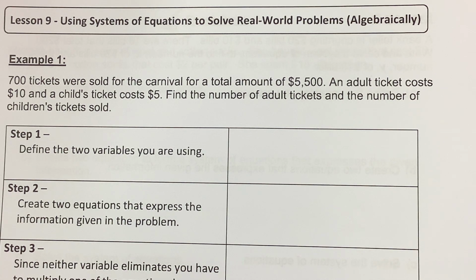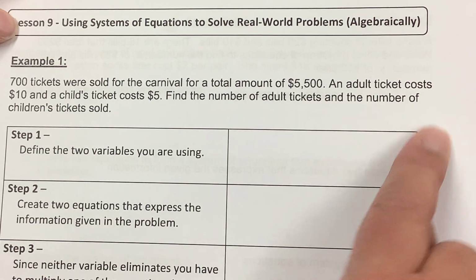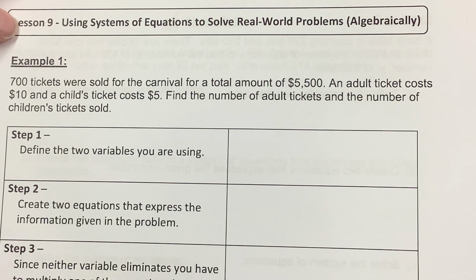All right. Example 1. 700 tickets were sold for the carnival for a total amount of $5,500. Ooh, that's good. An adult ticket cost $10 and a child's ticket cost $5. Find the number of adult tickets and the number of children's tickets sold. Define the two variables you're using. Well, how do I know what variables I'm using? It says, find the number of adult tickets and the number of children's tickets. What I'm looking for is going to be my variables.